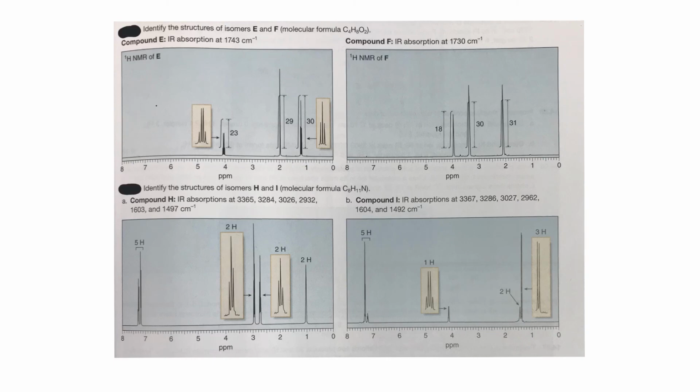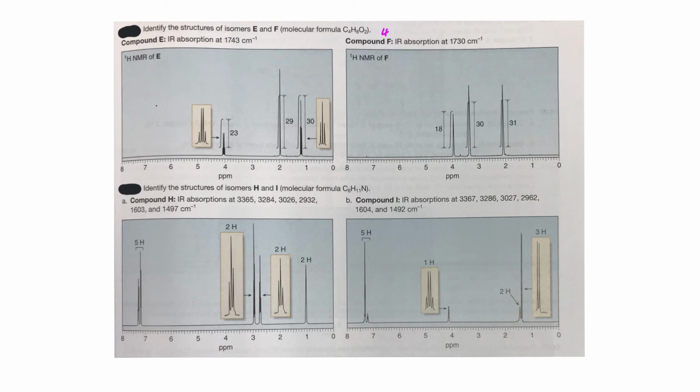In this video, we're going to look at several spectra that have graphical data instead of the textual data that we've seen on previous videos. So let's look at compounds E and F. They both have the same chemical formula, C4H8O2.